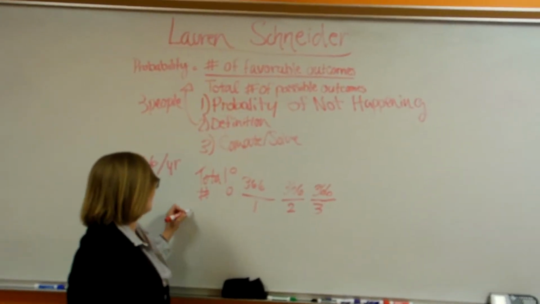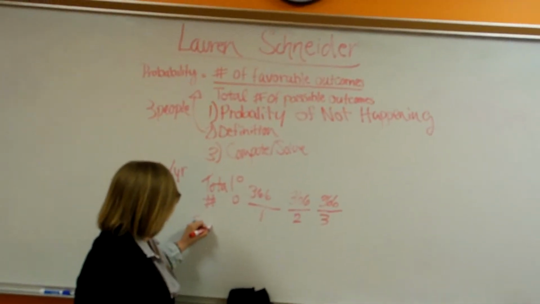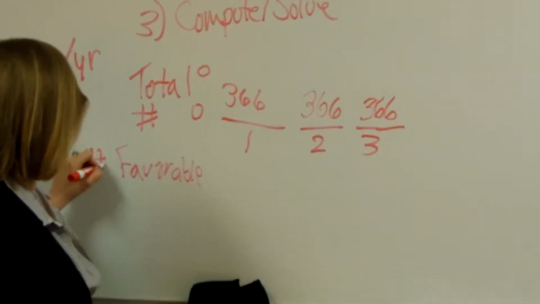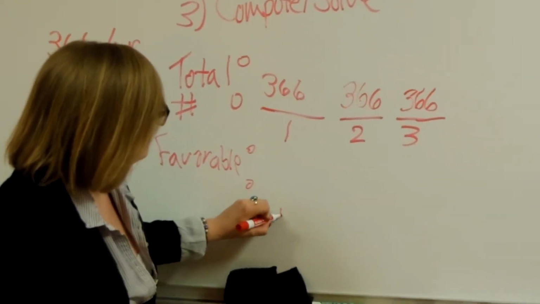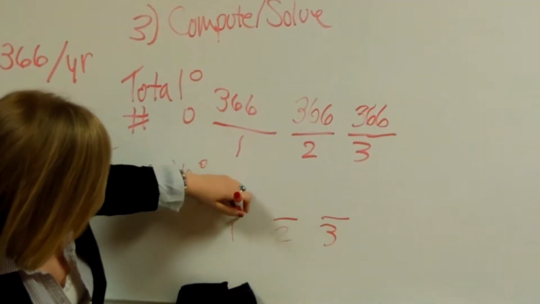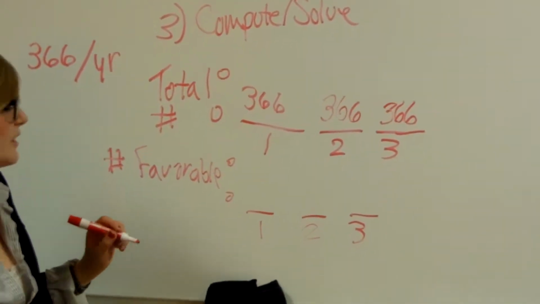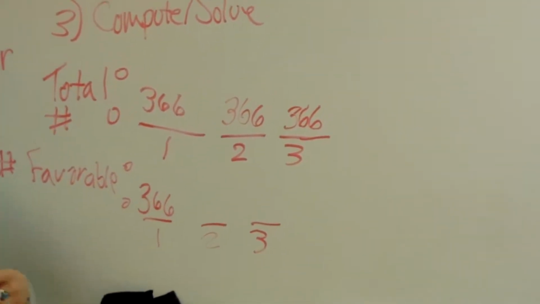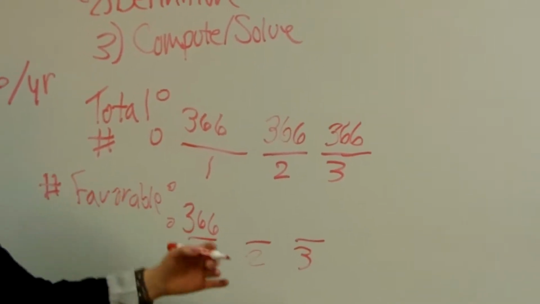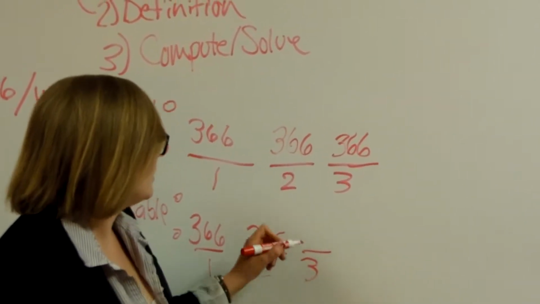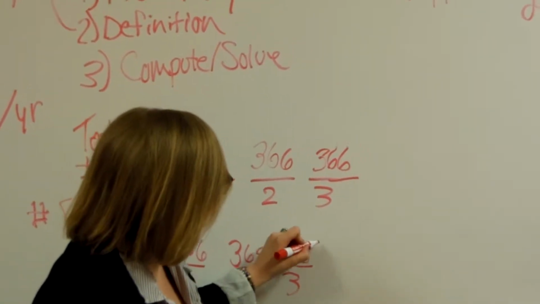And now let's do our favorable number. So this is the not a match. For our people, me, Mallory, and Danielle, this is going to be narrowing it down in a sense. So we have the 366 days for me. And now to not find a match, Mallory would have 365 days. And now Danielle has 364 days.